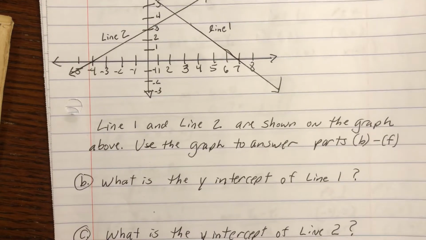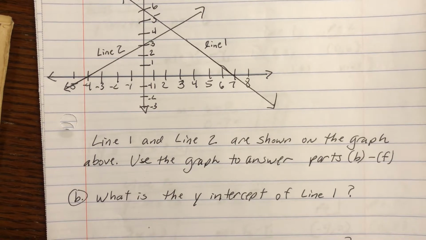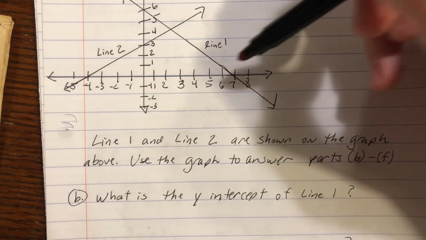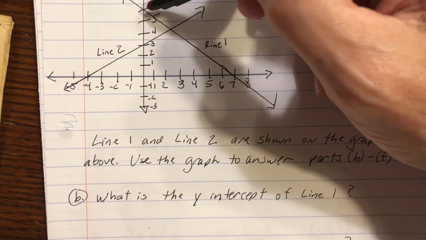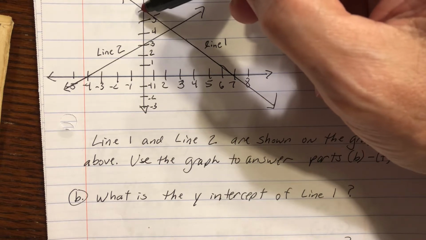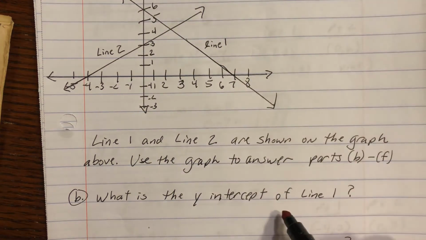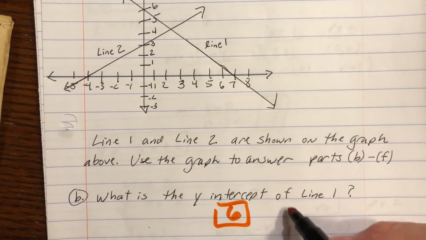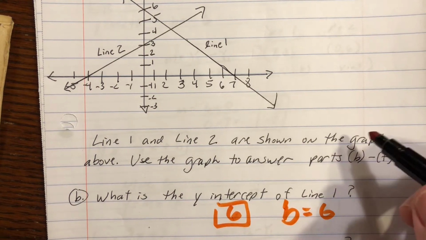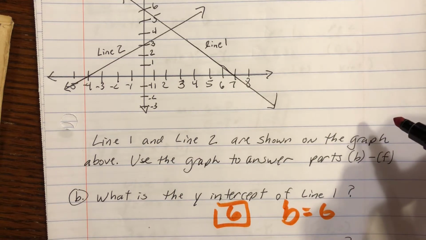Question B says, what is the y-intercept of line 1? What that means is, what point on the y-axis is line 1 crossing over? We can see my line 1 is crossing over at positive 6. So the y-intercept of my line 1 is 6, or I can say b is equal to 6, because in the slope-intercept form of my equation that I'm going to use later on, we're talking about the y-intercept.